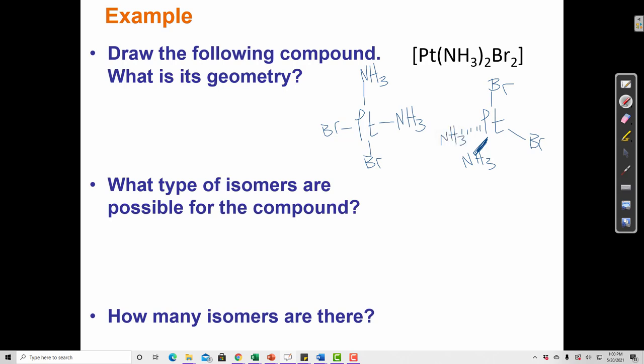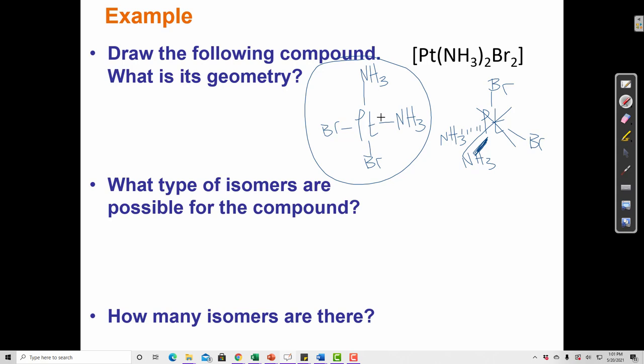So again, what determines whether it's square planar with 90 degree bond angles or tetrahedral with 109.5 degree bond angles is whether the central metal ion has a d8 electron configuration, and platinum does have a d8 electron configuration. So platinum is not tetrahedral, platinum is square planar. So given that we have a square planar complex, now if I look at the relationship between the atoms, I have a 90 degree bond angle between bromines and a 90 degree bond angle between ammonia ligands.